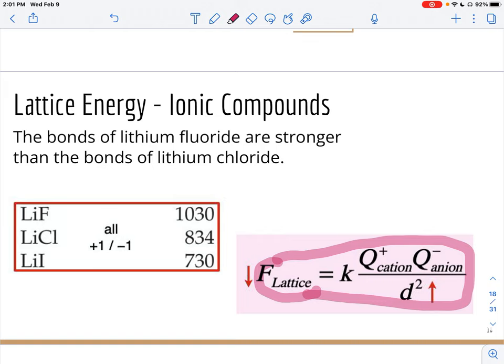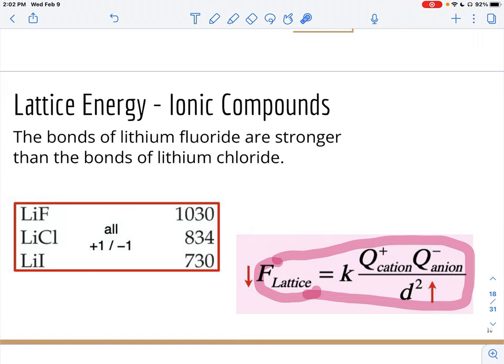So what you're going to do for lattice energy for an ionic compound is you take the charge of the cation and the charge of the anion. So you already know, like for lithium fluoride, for example, lithium gets a plus one charge, fluoride gets a minus one charge. And then you take the distance between the two atoms. That's going to be based on what you already know about atomic size.